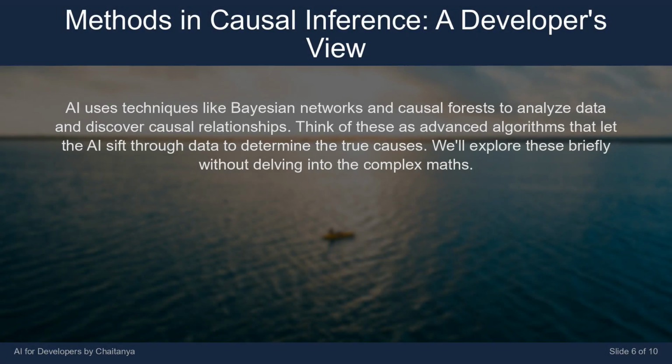AI uses techniques like Bayesian networks and causal forests to analyze data and discover causal relationships. Think of these as advanced algorithms that let the AI sift through data to determine the true causes. We'll explore these briefly without delving into the complex maths.